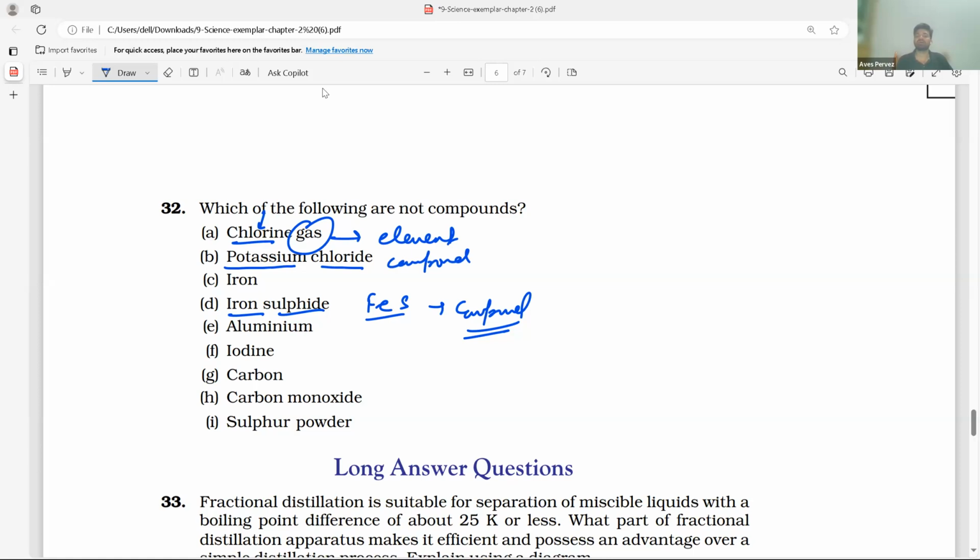Tell me, iron is an element. Yes, you Hanan. Aluminium is element or compound? Element. And this one, Saad, this one is element or compound? Iodine. It's an element. This carbon, yes, you are Arhan. Carbon is an element or compound? It's an element. Okay. And this carbon monoxide, compound.